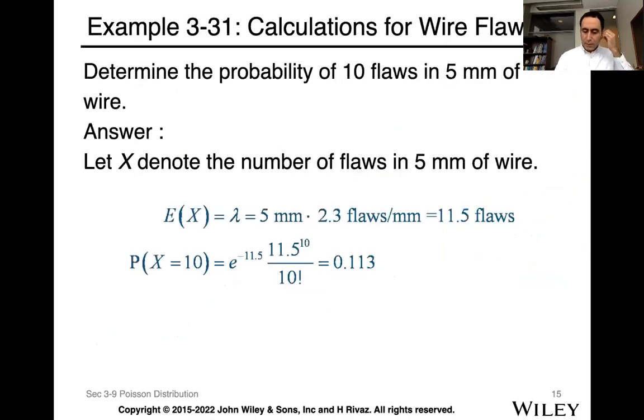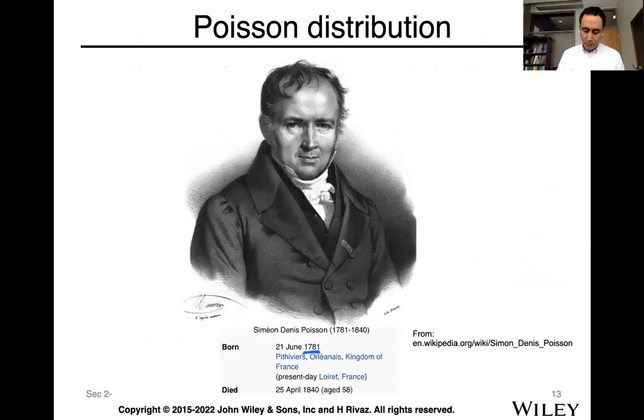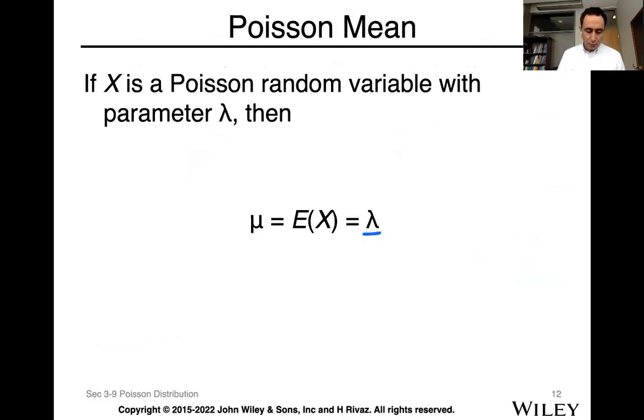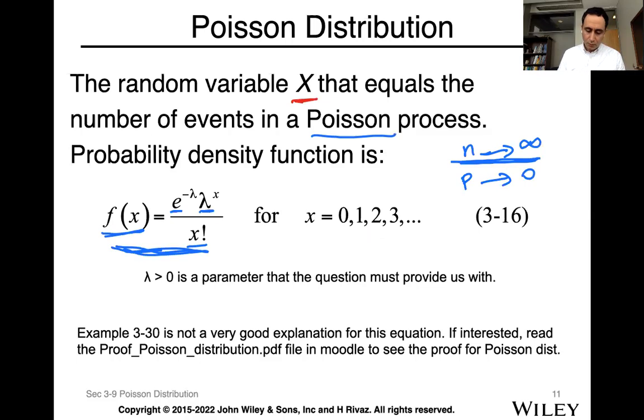Okay, so let's look at another case. This one is a little bit more tricky. Before we answer this one, let's look at the equation. Let's go back. The definition of the Poisson distribution is here. This is the equation, right?